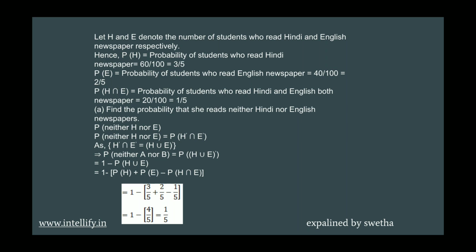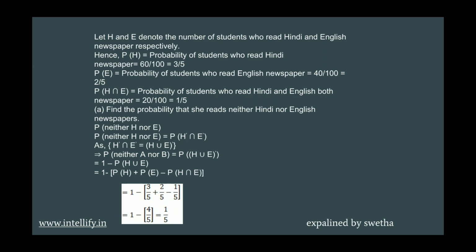Let H and E denote the number of students who read Hindi and English newspapers respectively. Hence, probability of H, that is the probability of students who read Hindi, equals 60 by 100, that is equals 3 by 5. And also probability of E, that is probability of students who read the English newspaper, equals 40 divided by 100, that is equals 2 divided by 5. And the probability of H intersection E, that is the probability of the students who read Hindi and English both, that is equals to, the common students are 20 divided by 100, that is 1 by 5.